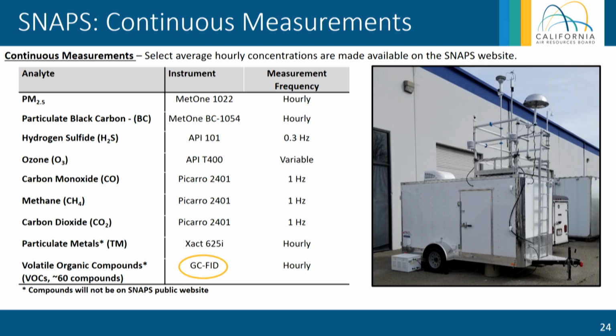And the GC-FID, Yun Liang gave a nice introduction to that earlier. It's basically a laboratory grade GC that we take down to the field. And it will provide hourly concentrations for about 60 compounds.